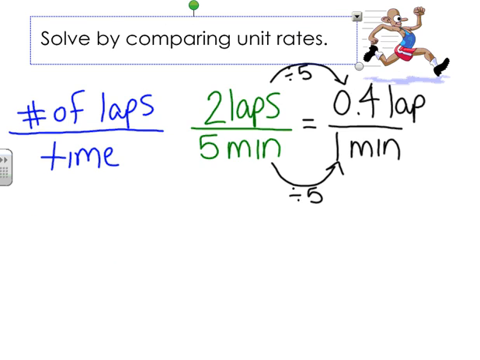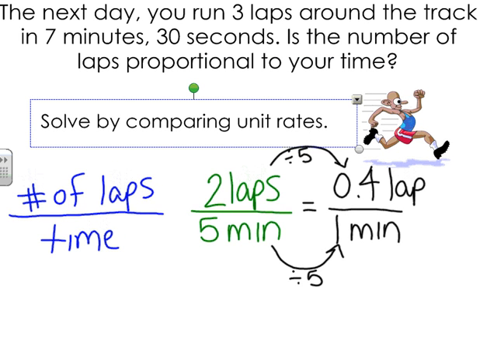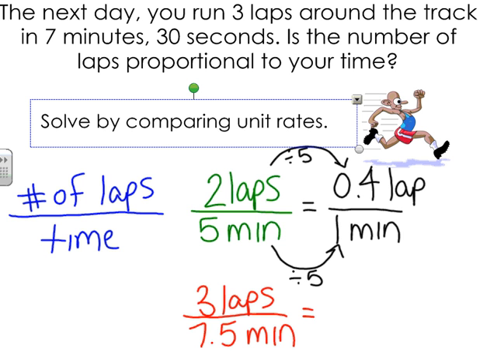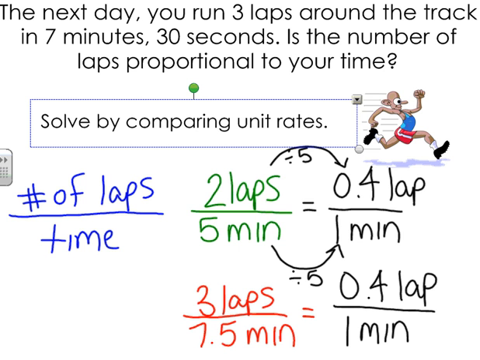Okay, now let's look at the second day. The second day, we ran 3 laps, and it took 7.5 minutes to do that. Just like before, we're going to find a unit rate. So I need to make this out of 1 minute, and I'm going to do 3 divided by 7.5. And when I do that, I happen to get 4/10 of a lap, just like before. Because I have 2 fractions that are equal to each other when I simplified them down, I would say yes, the number of laps is proportional to my time.